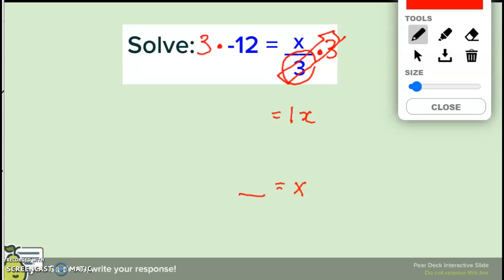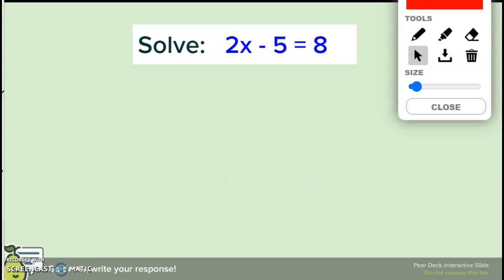And 3 multiplied by -12. 3 times 12 is 36. A positive number multiplied by a negative number is negative. So x is -36. Now, this is a two-step equation. I want you to pause the video and see if you can solve this. I'll continue with the next lesson recording.